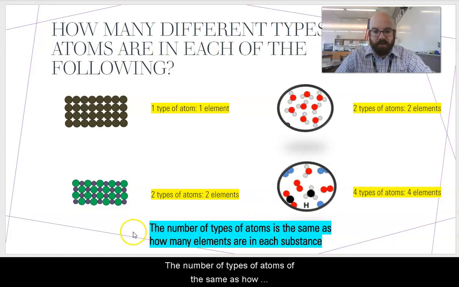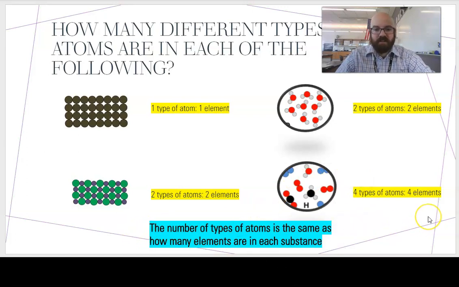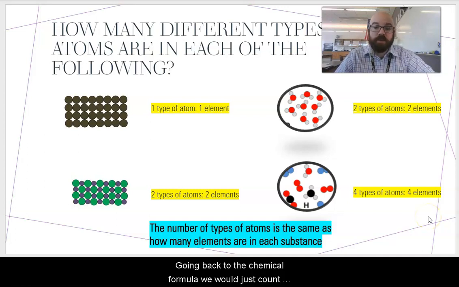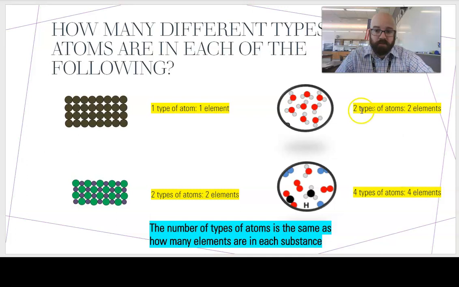So the number of types of atoms is the same as how many elements are in each substance. Going back to the chemical formula, we would just count the capital letters. But looking at a model, you're going to look at how many different looking particles there are.